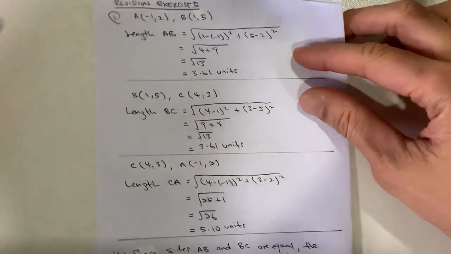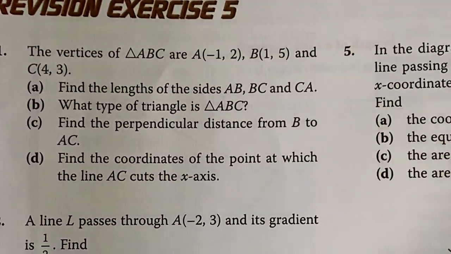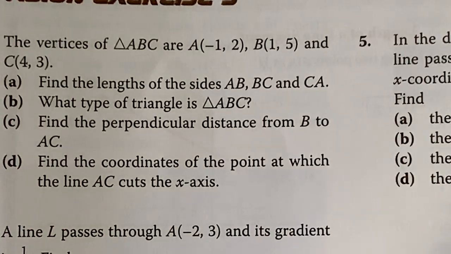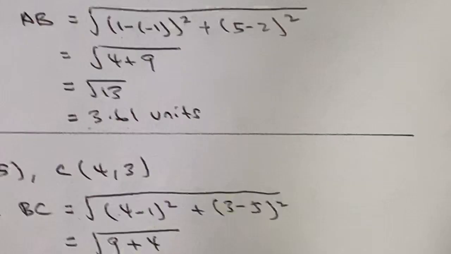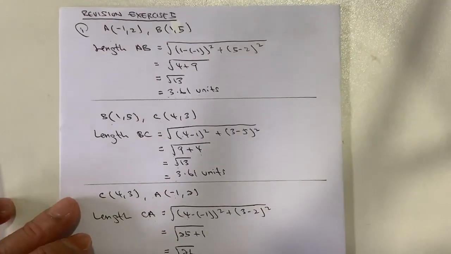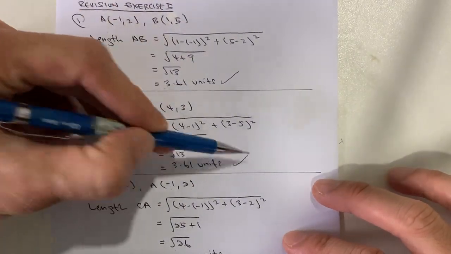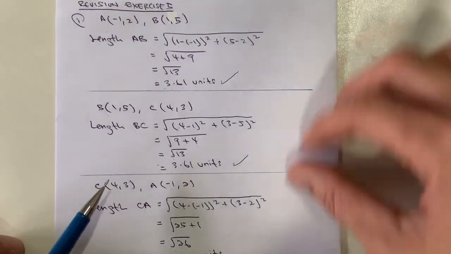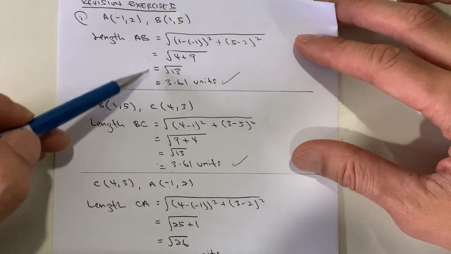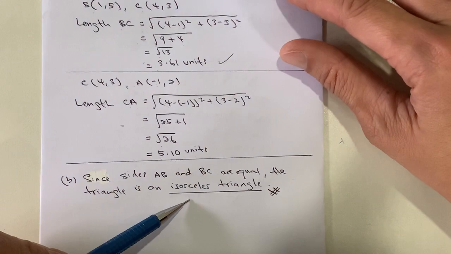Okay, so the next question we have here says, what type of triangle is triangle ABC? So this is part B. If you look at the lengths that you have calculated, you will notice that we have 2 of them, AB and BC, both 3.61, to be the same. So when you have two sides the same and the last one is not the same, it is an isosceles triangle.